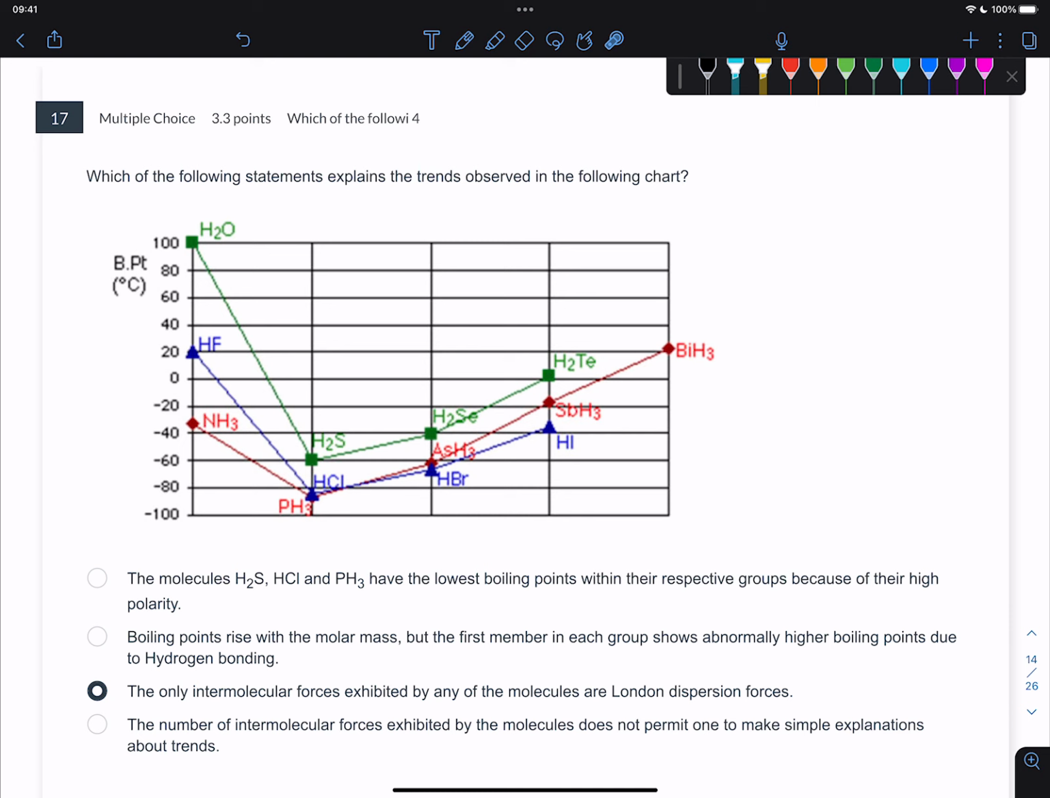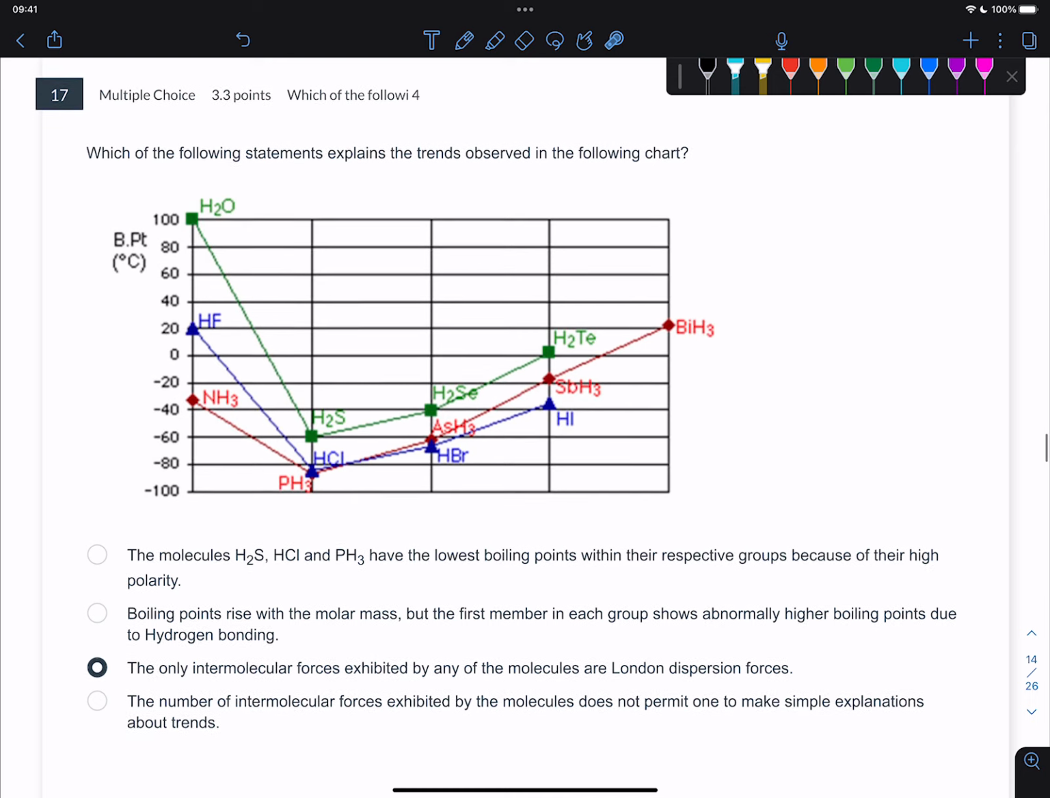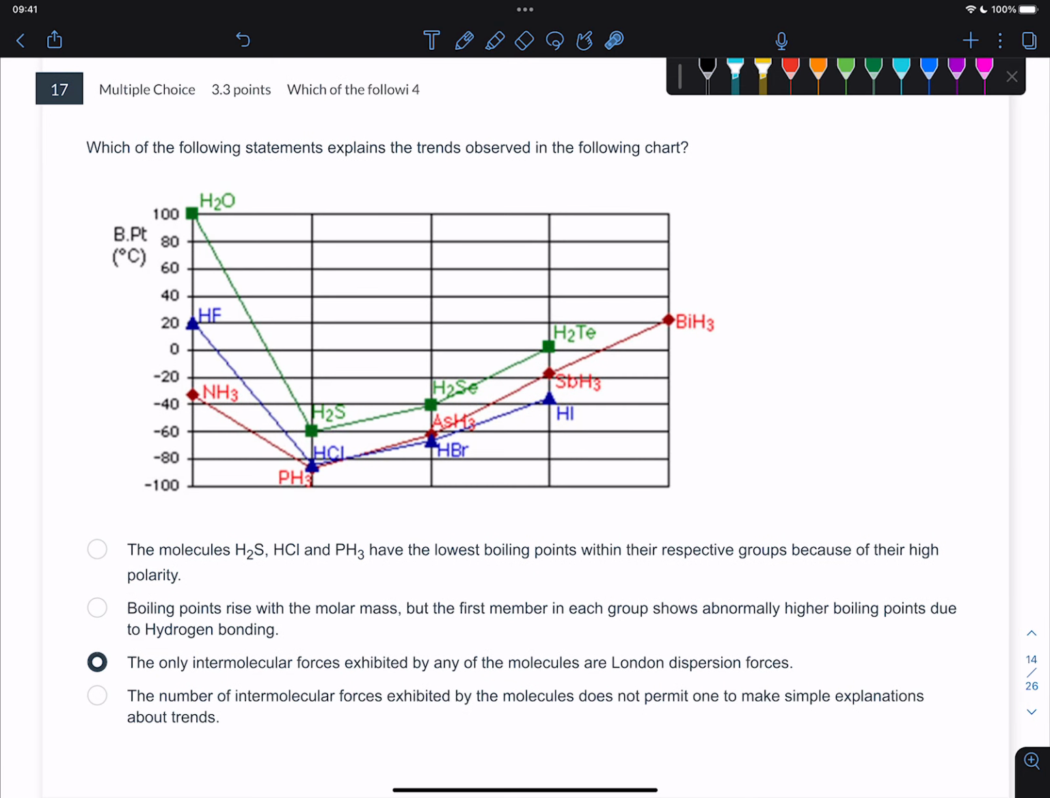So in this particular case, it's probably easier to go through the answers when you're taking the test and think about it logically. So this first one says the molecules H2S, HCl, and PH3 have the lowest boiling points within their respective groups because of their high polarity. Well, that doesn't really make sense because high polarity would mean a high boiling point, so that doesn't make sense even just logically.